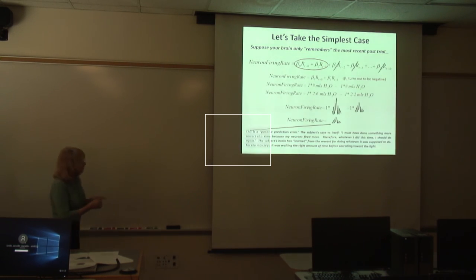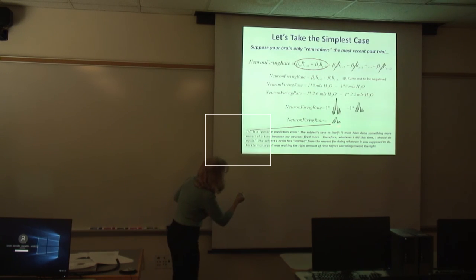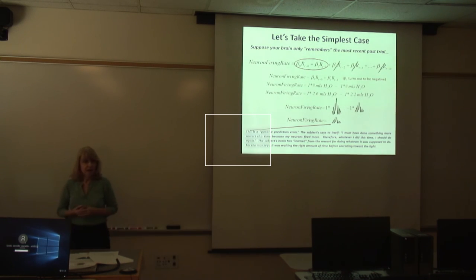So this is a positive prediction error. The subject says to itself, I must have done this correctly because my neurons fired more. Therefore, whatever I did this time, I should do again. The subject's brain has learned from the reward for doing whatever it was supposed to do. For the monkeys, it was waiting the right amount of time before succumbing to the light. That seems so simplistic, and it's very elegant.